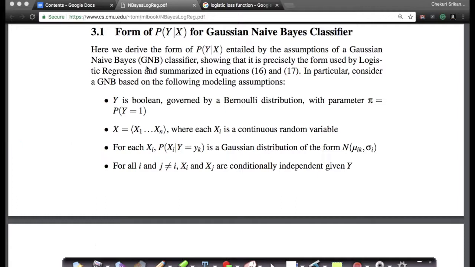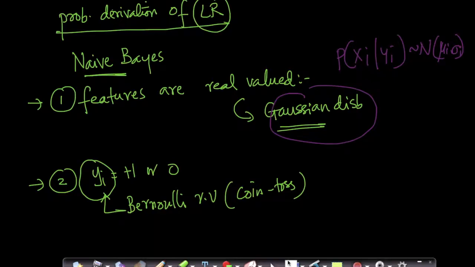And for those of you who are interested in the proof, I will not go into the details. Please go through this. I'll provide this link in the description of this video. Please go through section 3.1. If you have time, I recommend you go through this whole PDF. It's a very, very well written PDF by Tom Mitchell at Carnegie Mellon. A terrific book that he has, a very, very good book. Okay, so that's how. So naive Bayes.